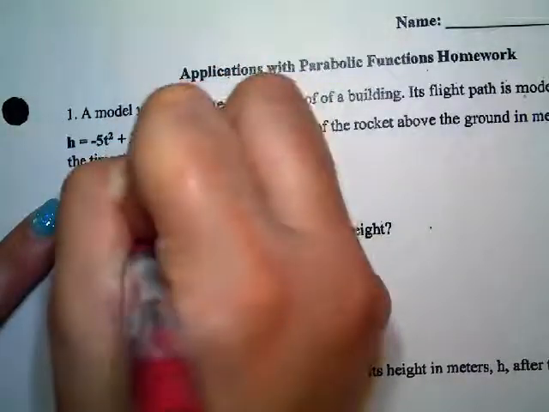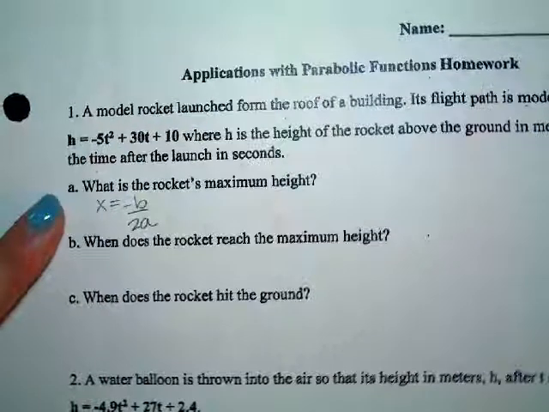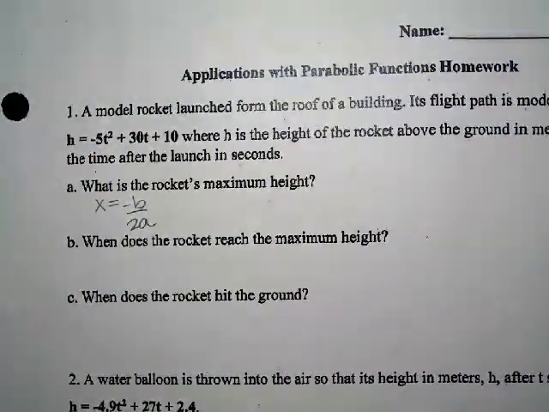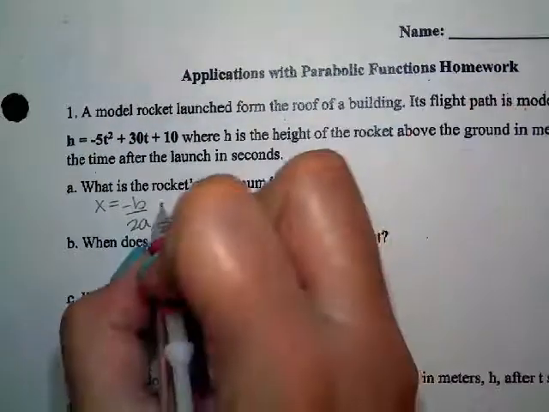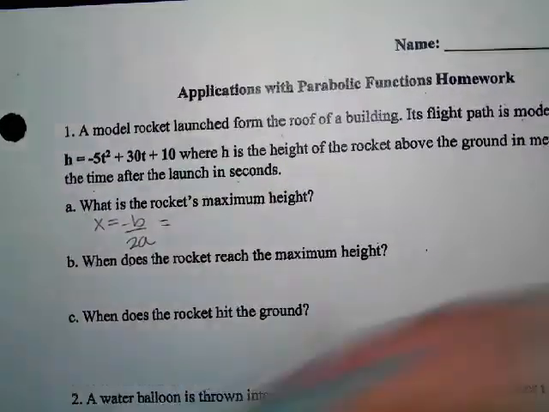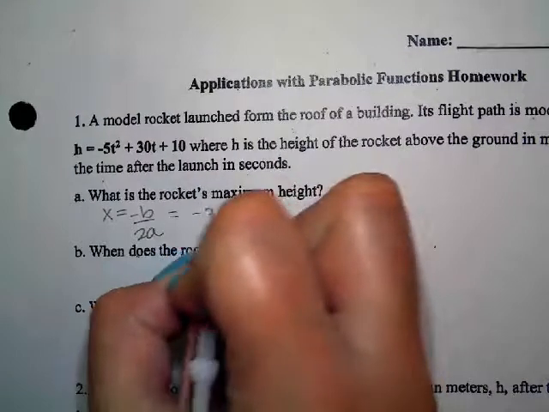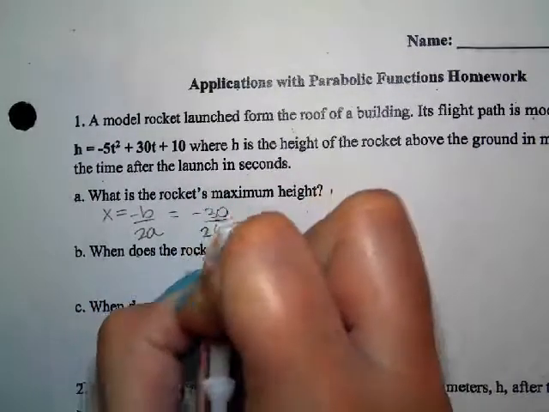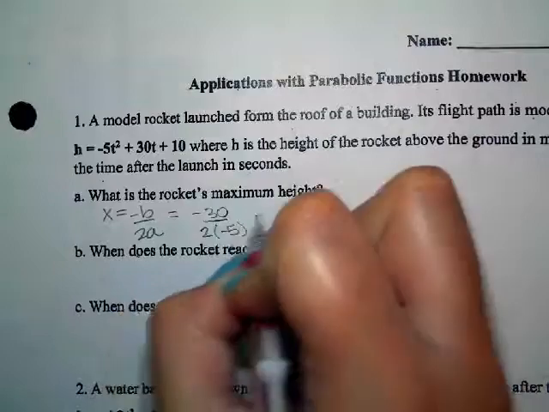And so we're going to plug in what to our calculator? Okay, negative 30 over 2 times negative 5. And so what number is that? 3. Okay, so now I'm going to take my calculator.